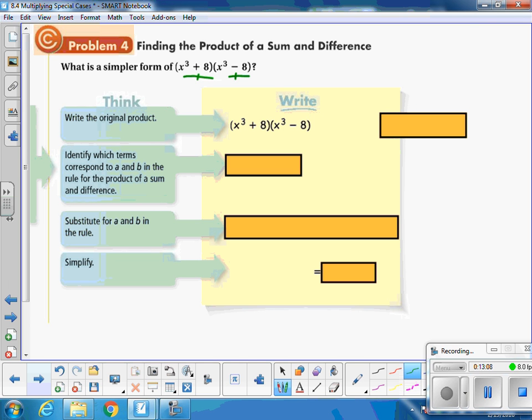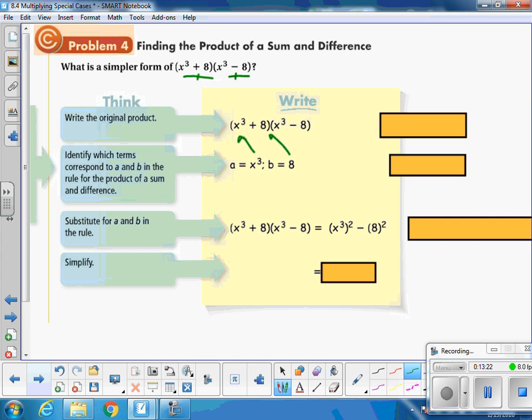So let's think about the original product here. Identify which terms corresponded to the a and b in that rule that we were doing. And we can see that a is representing the first term, b is representing the second term. And then we want to substitute those in just utilizing our rules. So we know that we're taking our x to the third and we're subtracting. So it's our first term. We're subtracting our second term, and we'll just be squaring those. Again, we'll be taking our first term, squaring it, minus our second term, and squaring it.